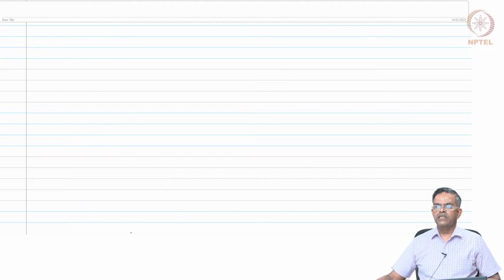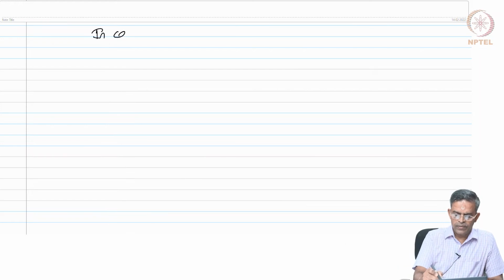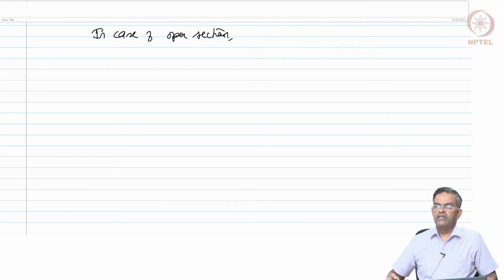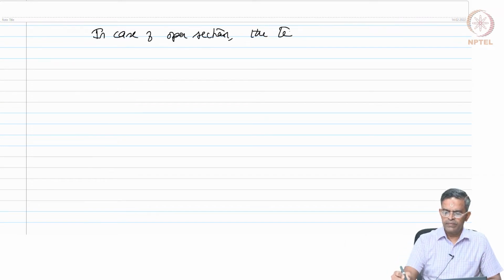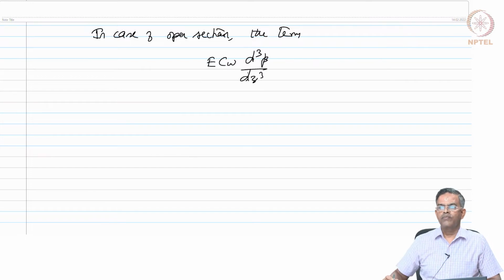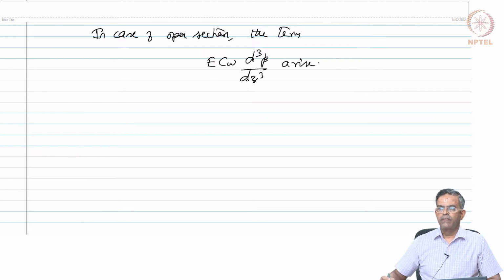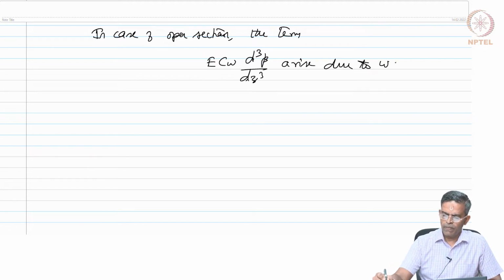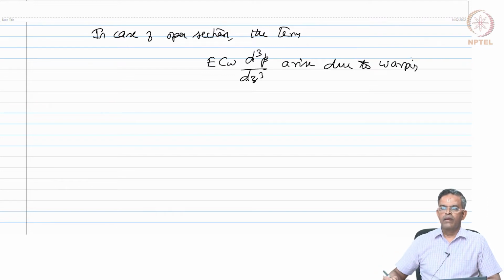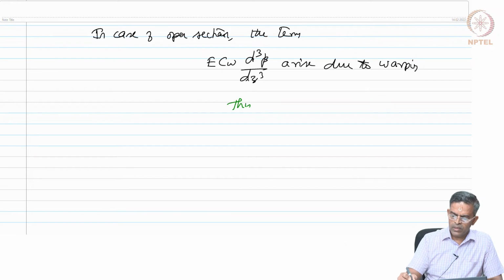So, in case of open sections, which have an additional flexural twisting, the term E Cw d cube beta by dz cube arises due to what? This is a very important concern in design.